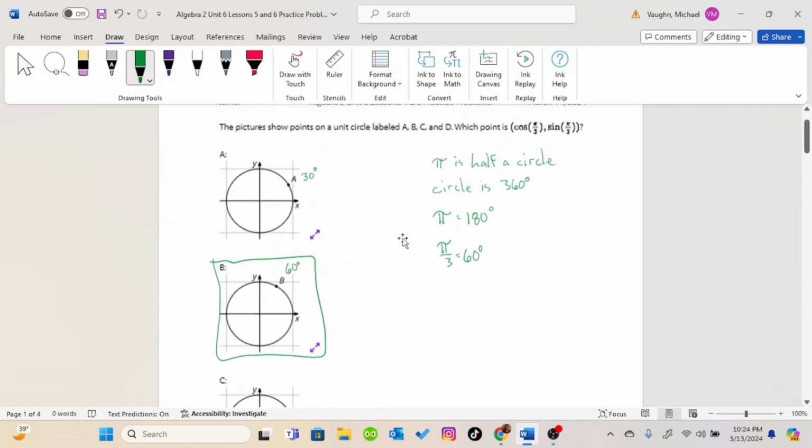So we're looking for pi over 3, which you could think of as half of a circle divided into thirds, and notice that that looks like B. Or you can know that pi over 3 would be 180 degrees divided by 3, which equals 60 degrees, and then you would know that point B is the correct representation.